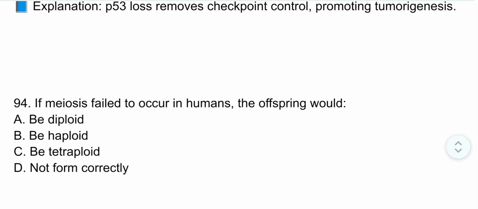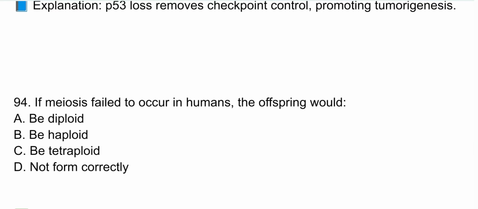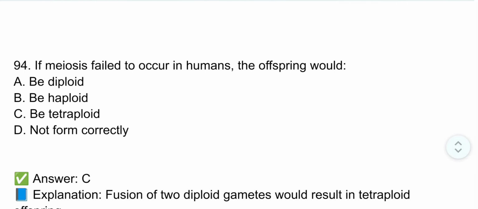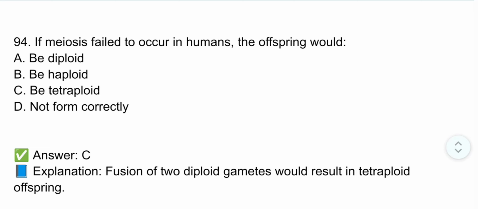Question number 94. If meiosis failed to occur in humans, the offspring would. The correct option is option C, be tetraploid. Fusion of two diploid gametes would result in tetraploid offspring.